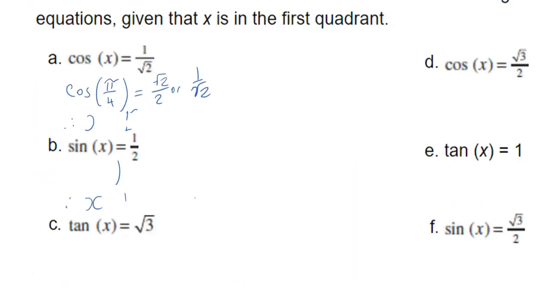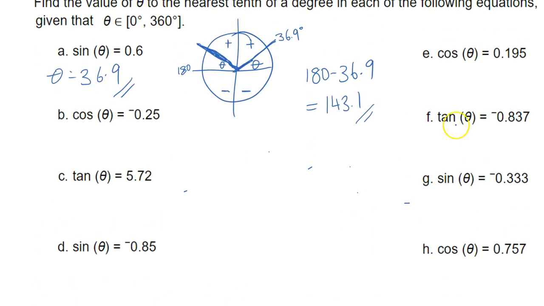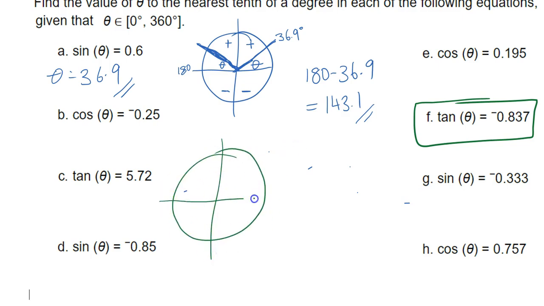Okay, let's try one more. I'd like to do a negative one. Let's go with this one here. We've got tan of theta equals negative 0.837. So we're going to think about our unit circle. You're not going to draw it, but you're going to think about all the possibilities to start with. Could be there, could be there, could be there. Which of these work and which don't?